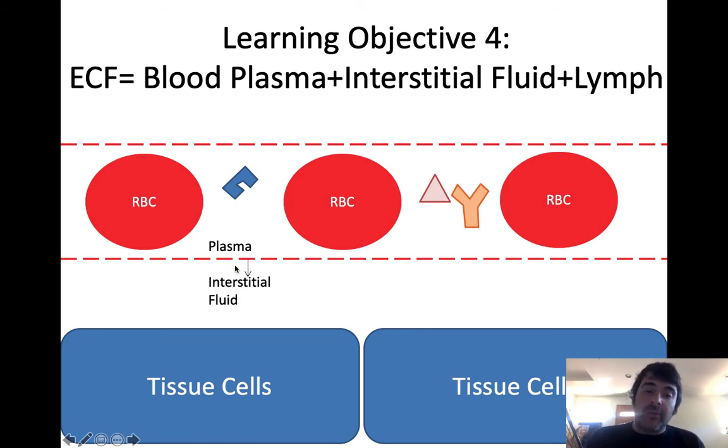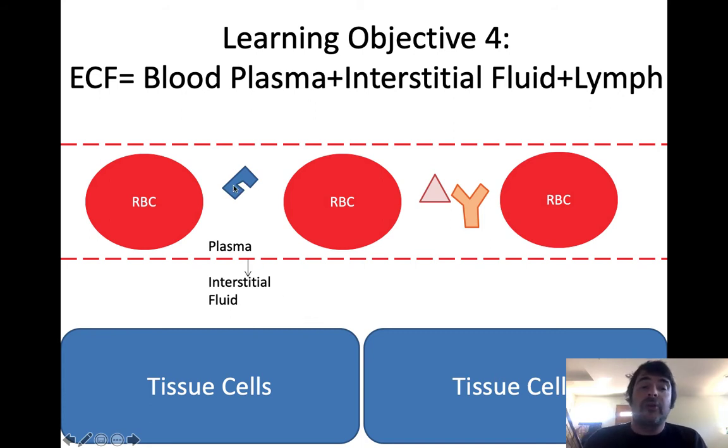And the moment that plasma is pushed across the capillary wall and it enters into the interstitial space, meaning that space surrounding cells, the moment that it's no longer in the cardiovascular system, it enters into something called the interstitial space. And the interstitial space is the space surrounding cells. And the moment that plasma exits the cardiovascular system and enters into the space surrounding cells, it's no longer called blood plasma, it's called interstitial fluid.